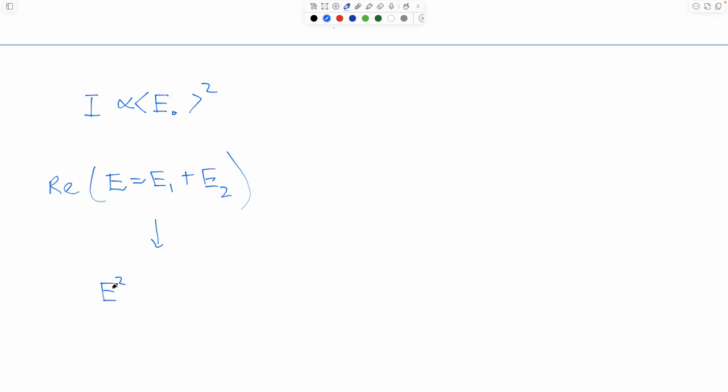So E squared, and the intensity will be proportional to the E squared. And then after you square it, you take a time average. Okay, so this is the chronological order. First, you compute what E is. Then you take the real part, and then you square it.